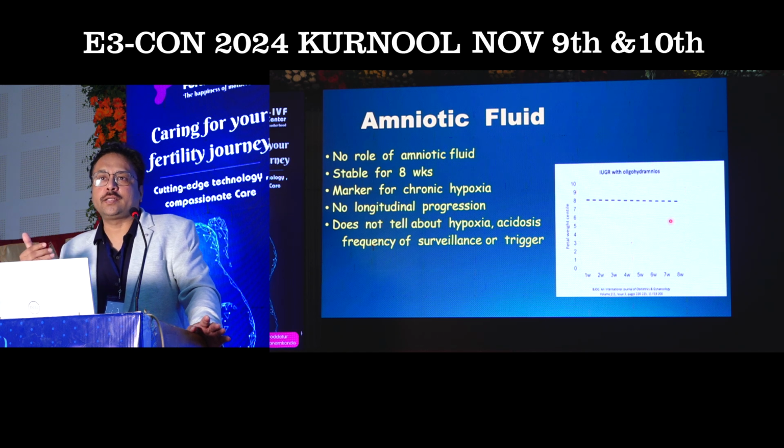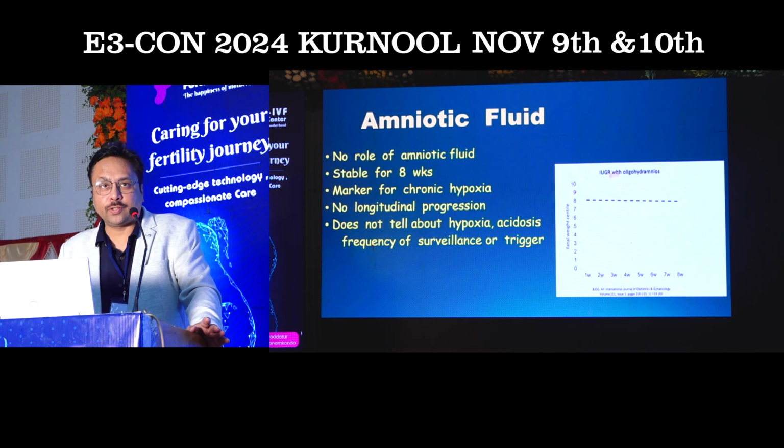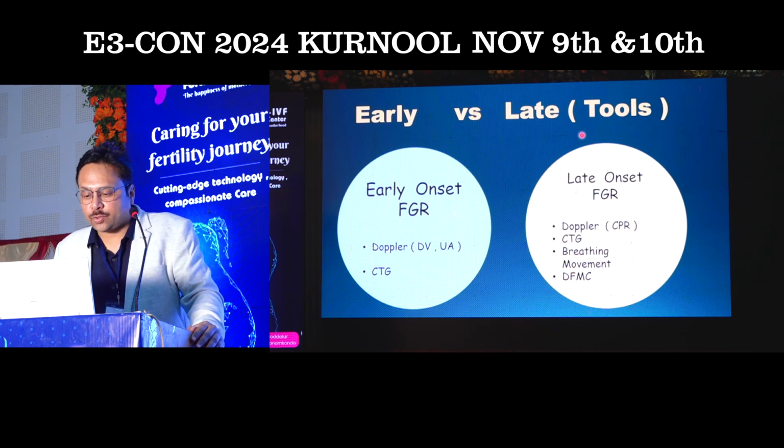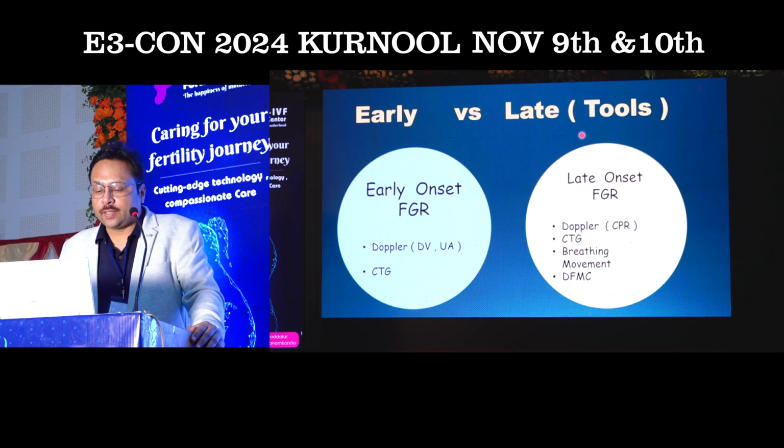Less blood supply to the kidneys, less urine output, and low liquor. In a study, it has been shown that when the diagnosis of FGR was made, the amniotic fluid was stable for 8 weeks. This tells you that it cannot be used for management of fetal growth restriction. So the tools for early onset FGR are Doppler, umbilical artery and ductus venosus, and CTG, which can be used as a safety net. While in late onset FGR, you can use Doppler, specifically CP ratio, CTG, breathing movements, and daily fetal movement count.